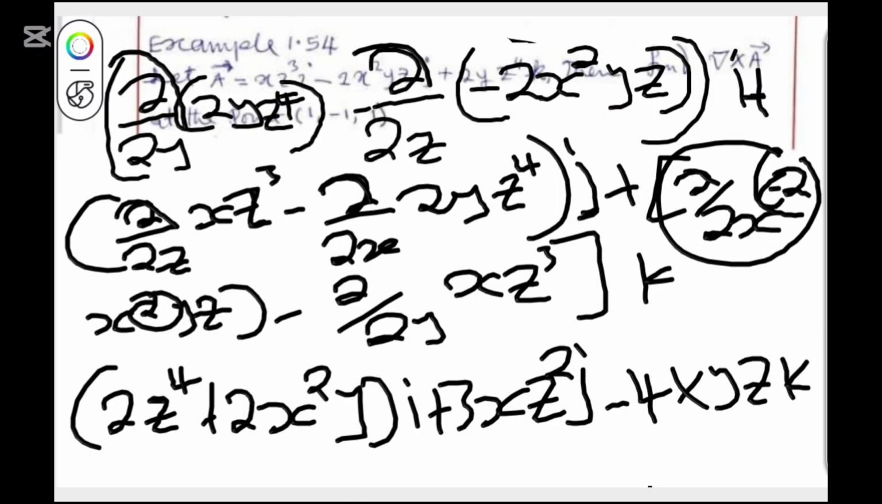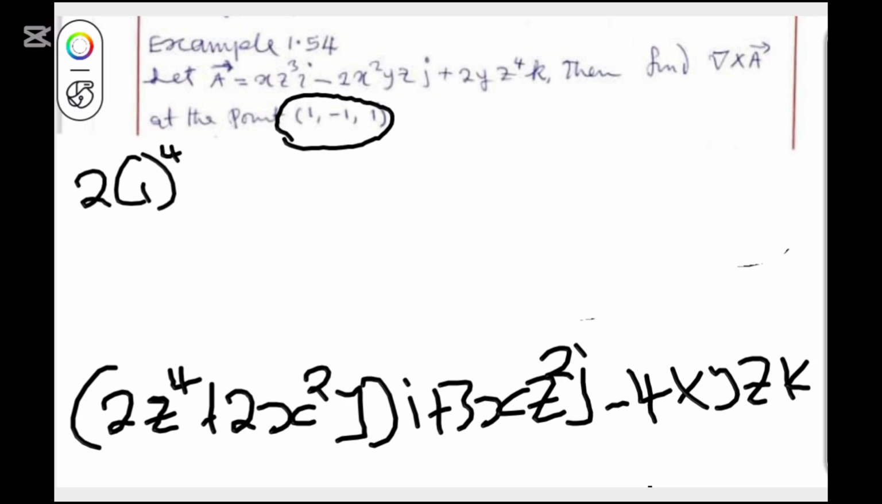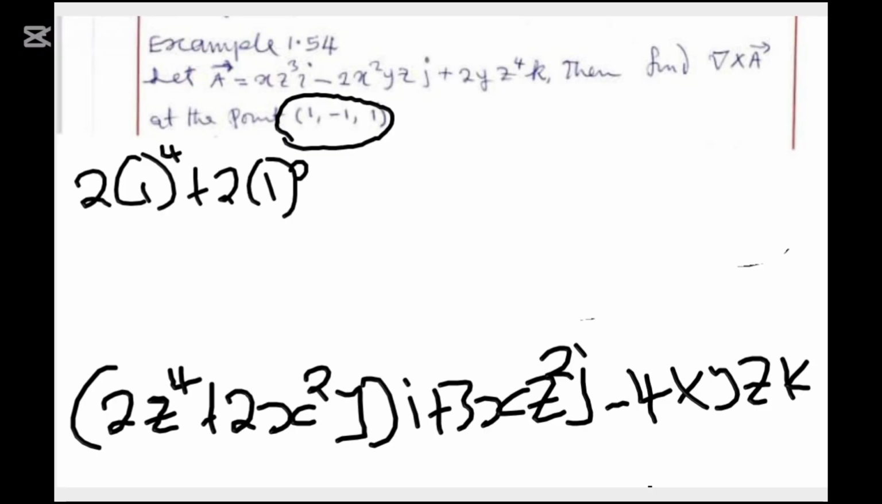So this is all for the differentiation. The next thing, I have the point, so I have to insert this point. After putting in those points, I'll say 2 times 1 to the power 4 plus 2 times 1 squared times -1. I'm done with i.